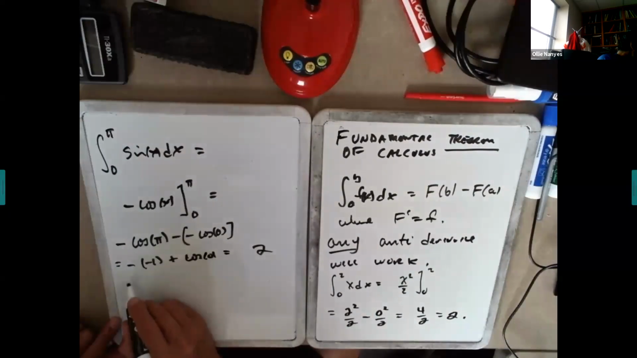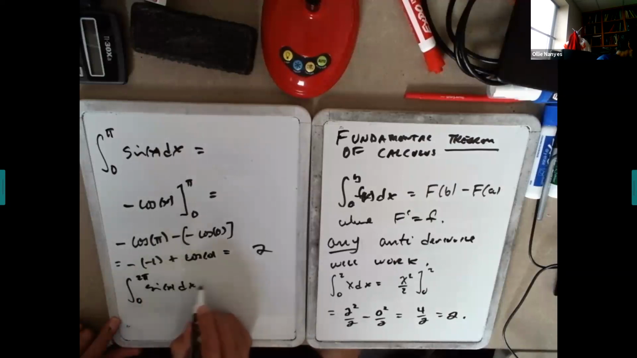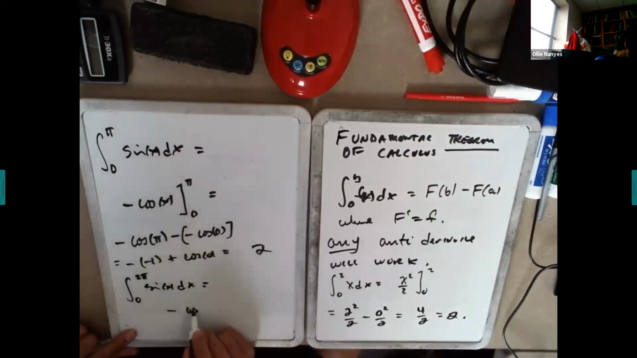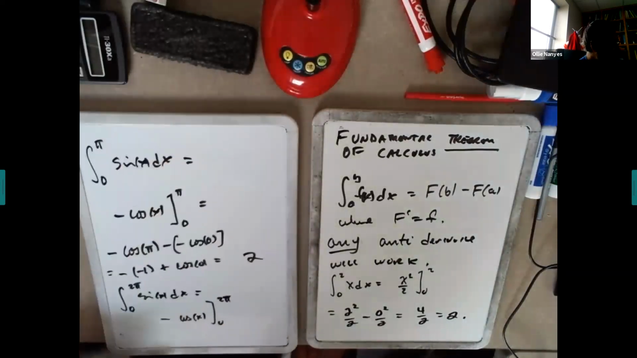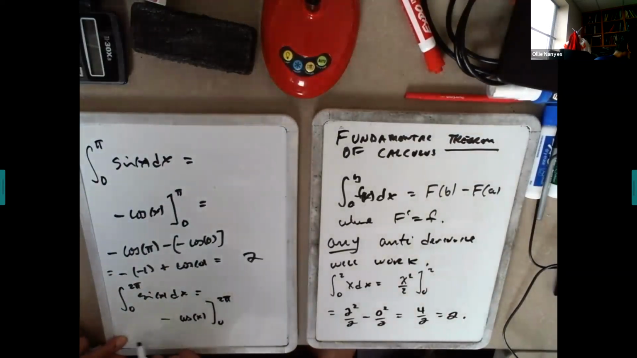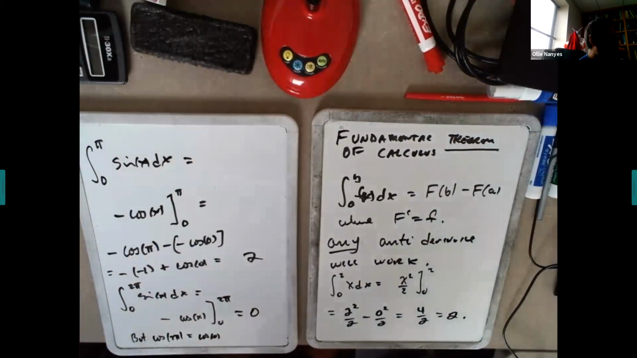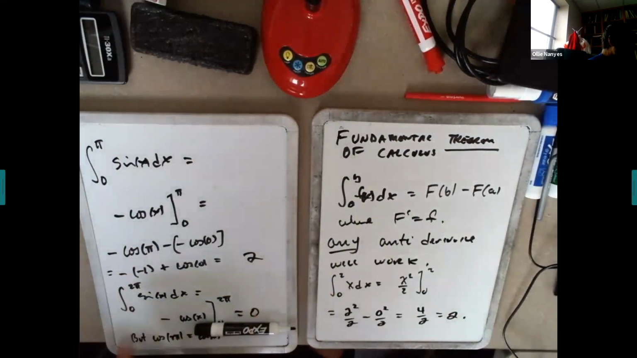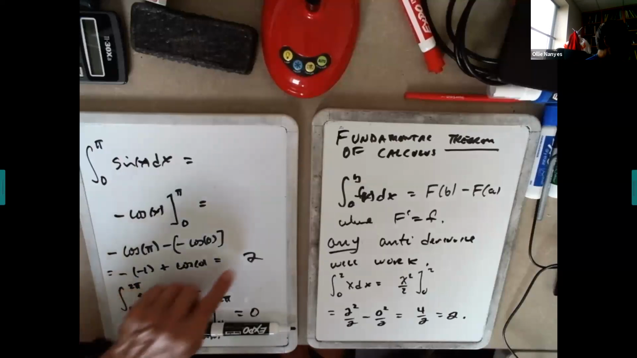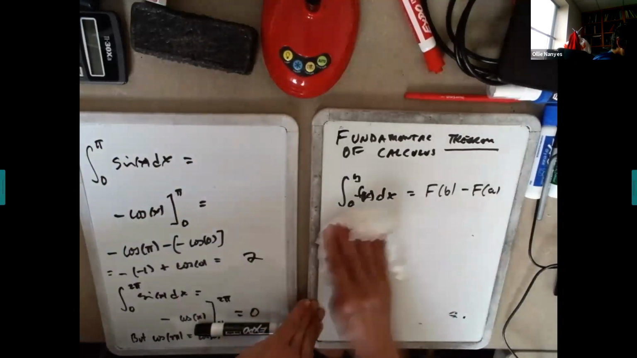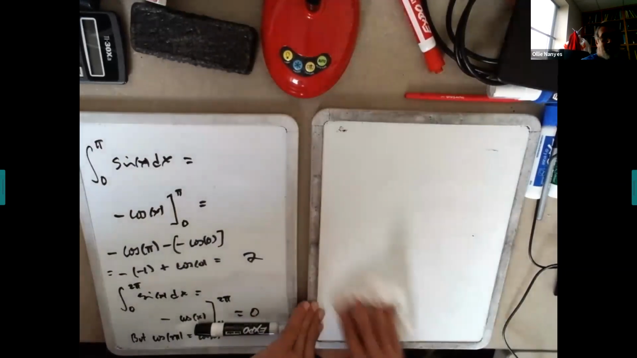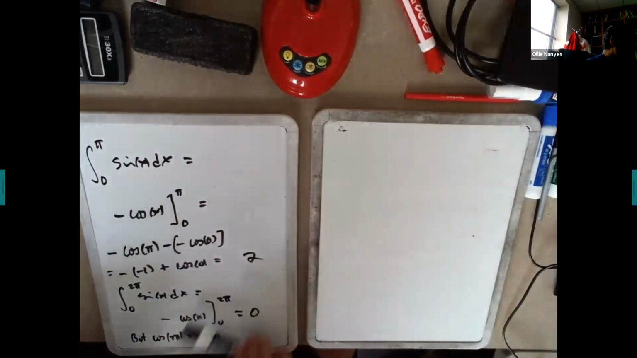On the other hand, if I decided to go from 0 to 2 pi of sine of x, well, minus cosine. But if you plug in 2 pi, you're going to get the same thing as you plug in 0. So this has to be a big fat 0 here. Now, why is that? Why do you get a 0 when you integrate from 0 to 2 pi, but you get a 2 when you only integrate here? Well, that's one of the reasons definite integrals are such a big deal.